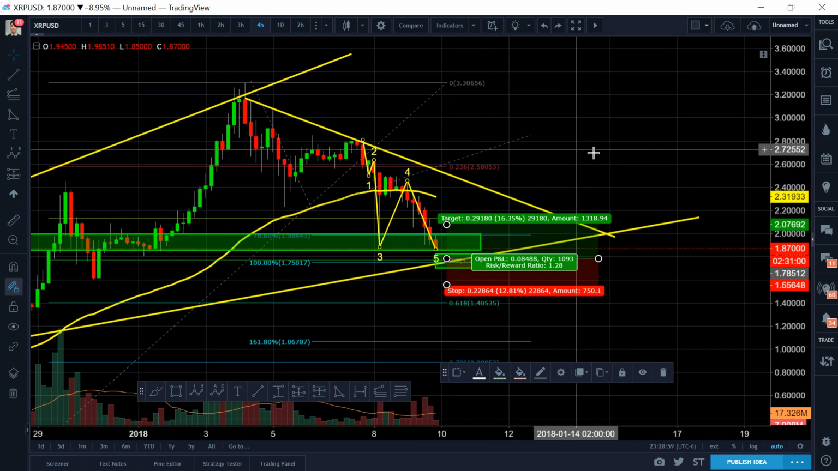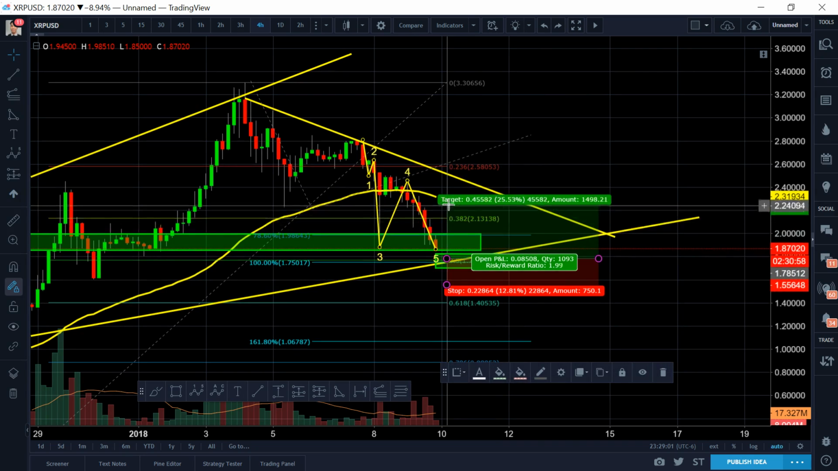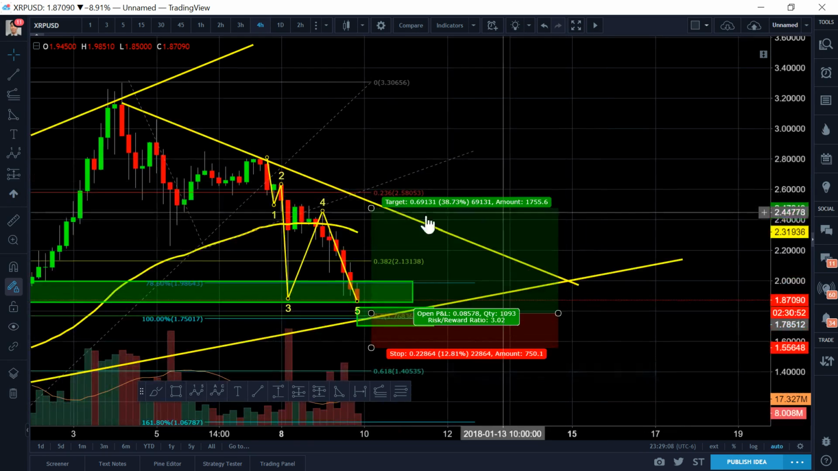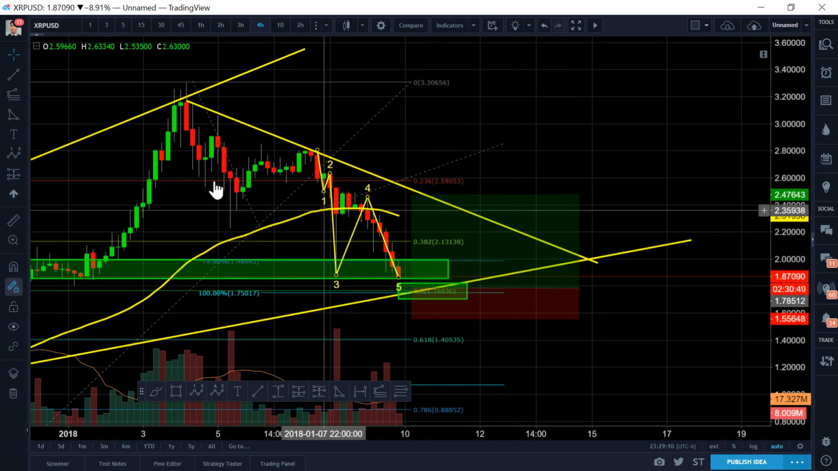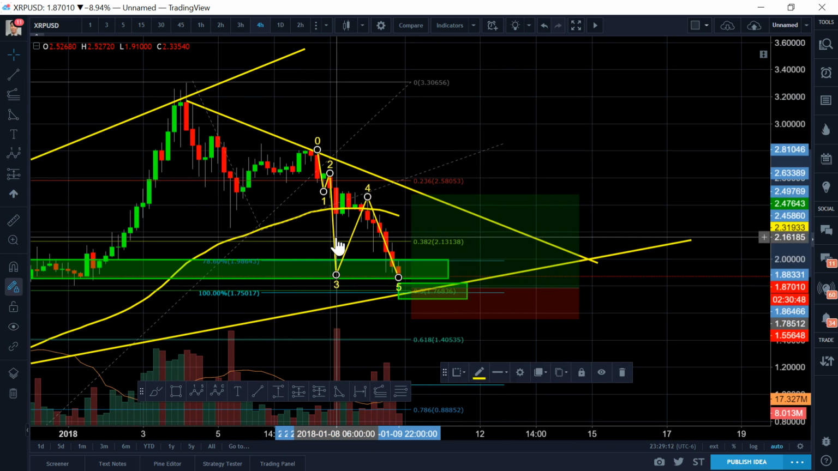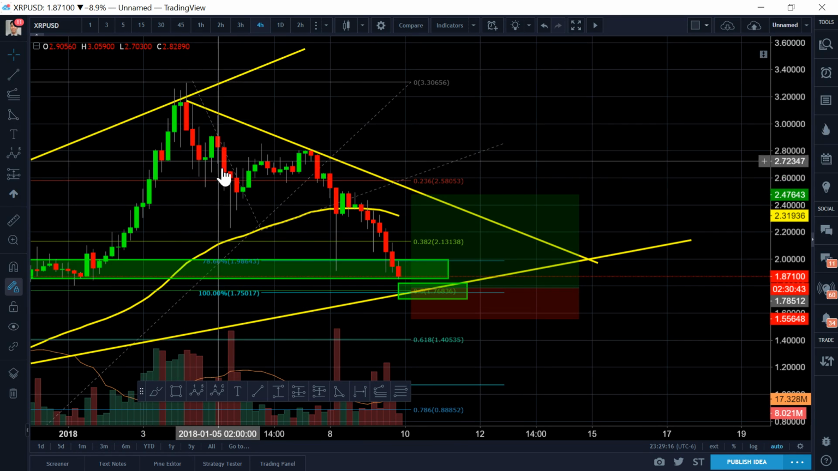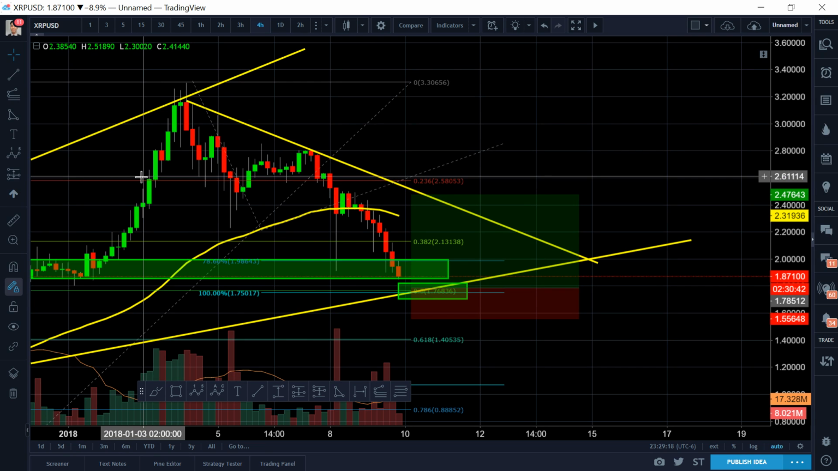And where am I going to ride it to, guys? I'm going to ride it pretty far, actually. I think it's going to break out of the wedge, and it will attempt to hit that right there, to hit the top resistance. That's what I think it will end up doing.